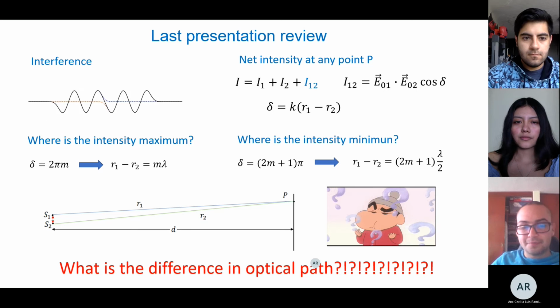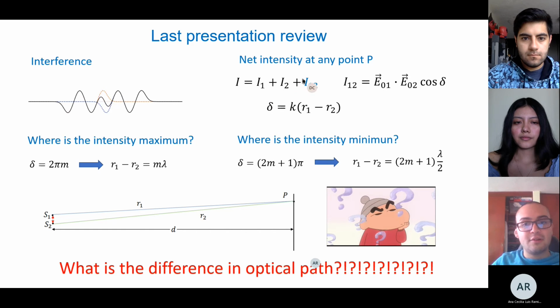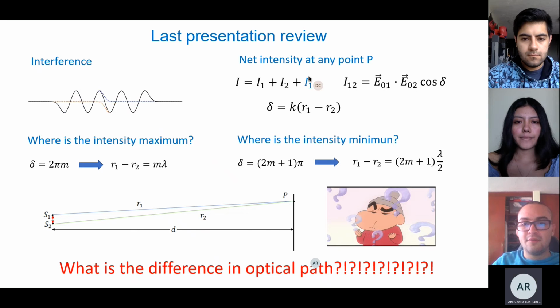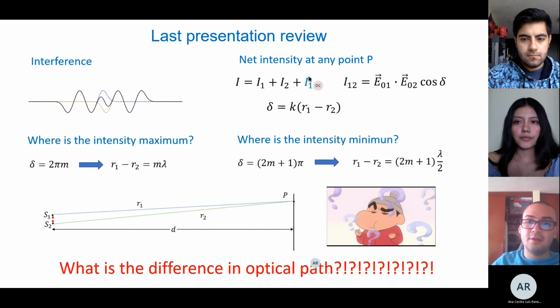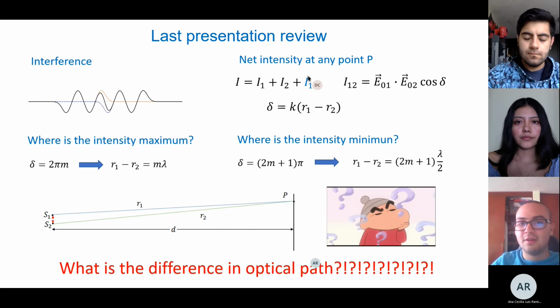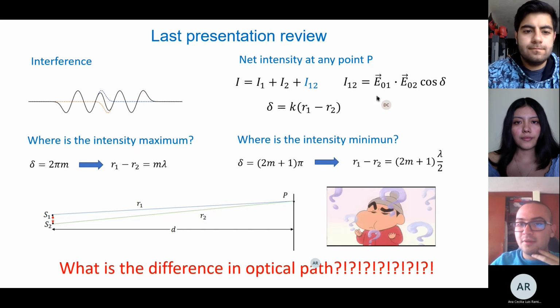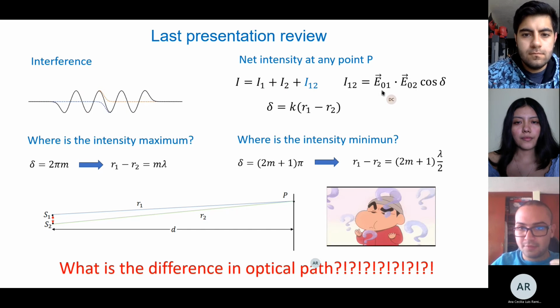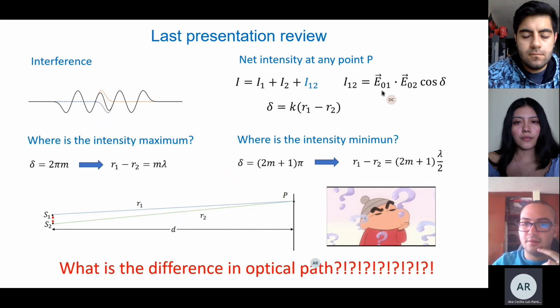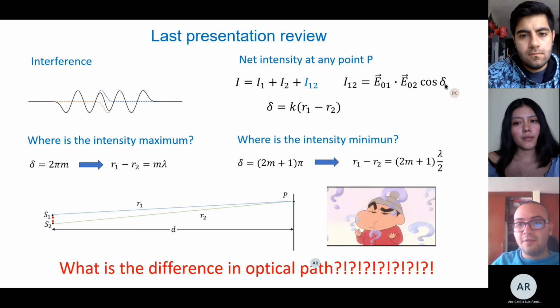In terms of intensity, it is just the intensity associated to the first wave, the intensity associated to the second wave, and then some additional term that we're going to define as the interference term. This is the term that we want to study when we analyze interferometers, since it's going to give us a variation of this sum of intensities. This term can be expressed in terms of the fields of the waves that superimpose, and is this expression over here, where delta is just the phase difference of the waves.